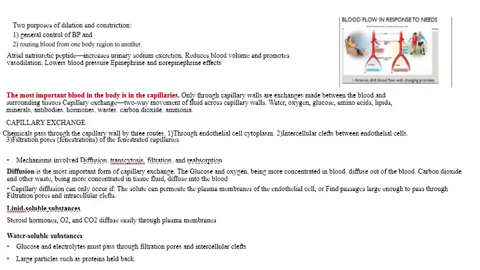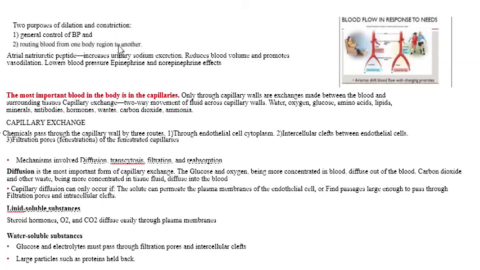For slide number 5, we are still talking about the causes of dilatation and constriction: the general control from the heart, from the brain, and also routing blood from one body region to another. Atrial natriuretic peptide increases urinary sodium excretion and reduces blood volume. So vasodilatation and lower blood pressure. Epinephrine and norepinephrine also have effects.